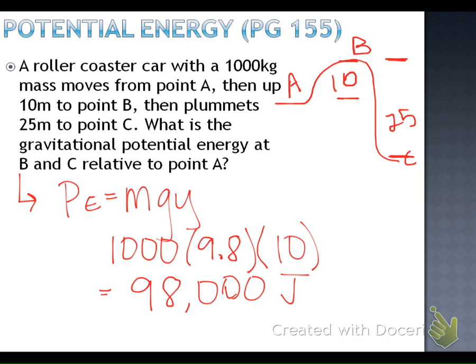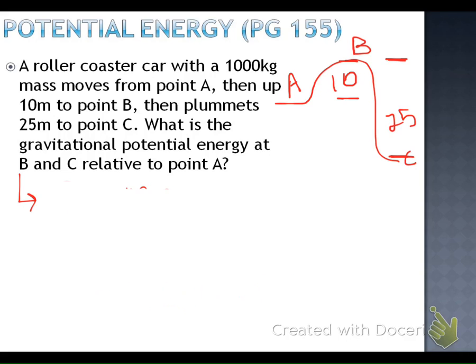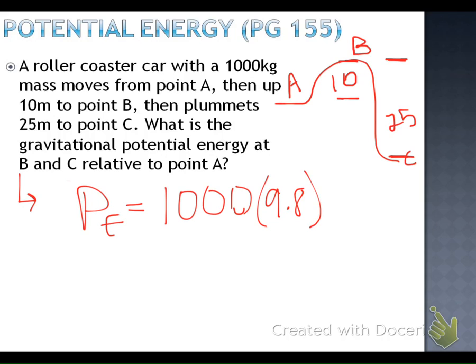So now let's find the gravitational potential energy at point C. From point A to point C, our mass stays the same, our gravity stays the same. What's our y from point A to point C? Exactly, negative 15, because it's going below where we started, 15 meters.